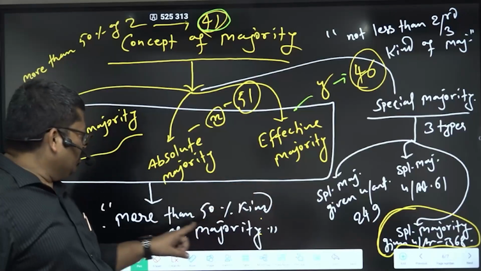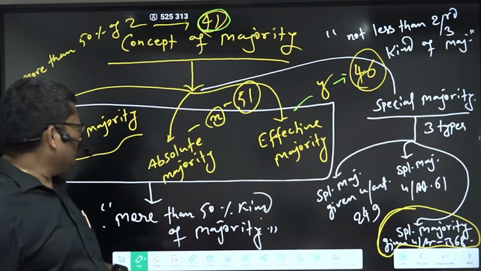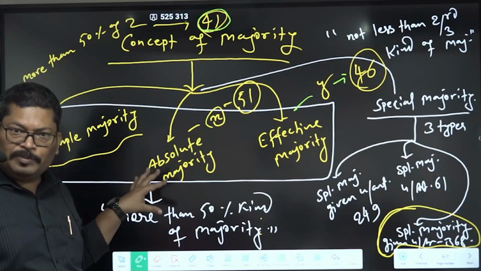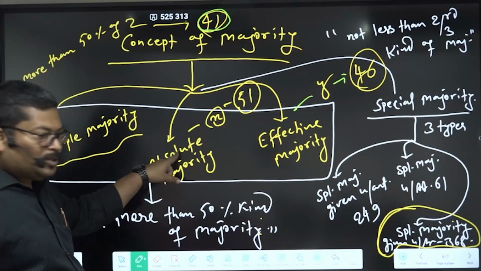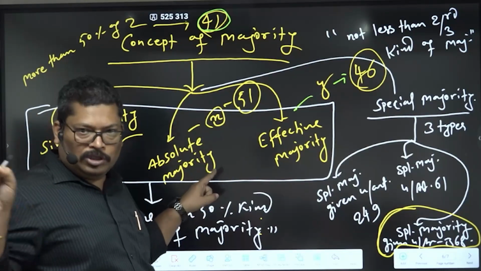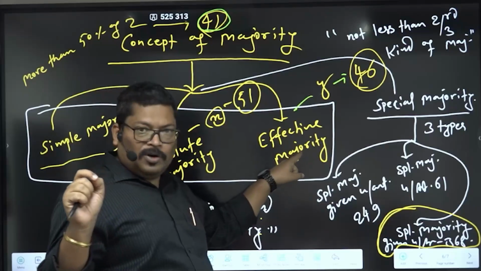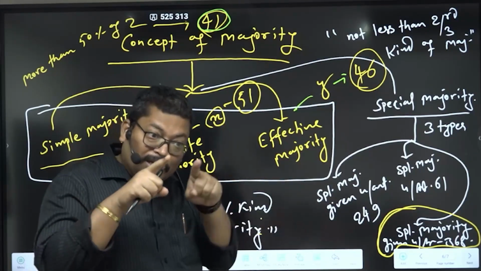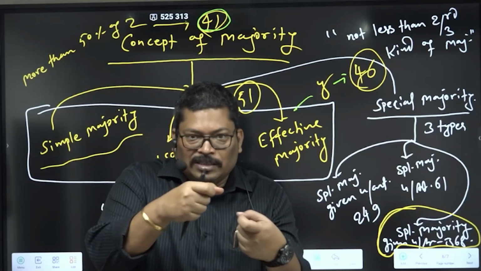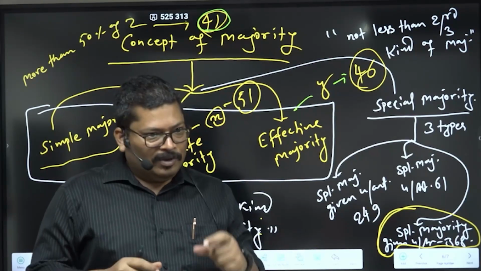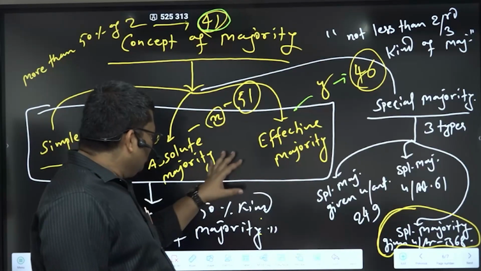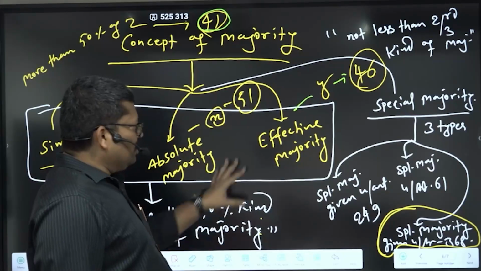Don't you think the common point is more than 50%? In case of simple majority, more than 50% of the total number of students present and voting. Absolute majority means more than 50% of the total strength of the class. Effective majority means more than 50% of effective strength. And how to find out effective strength? By deducting the vacancies from the total strength. Whatever figure you obtain is the figure of effective strength. So more than 50% of effective strength would be referred to as effective majority.